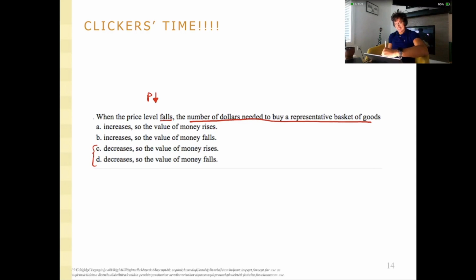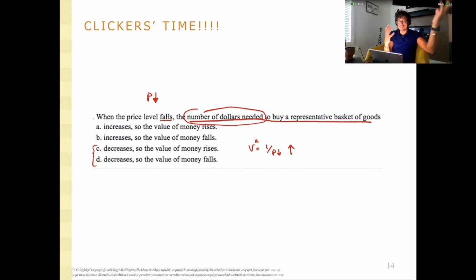So this means that when the price level falls, the number of dollars needed to buy a representative basket of goods decreases and the value of money rises. Now the value of money is equal to 1 over P. So if P goes down, the denominator goes down, the value of money goes up. Okay? And by the way, the number of dollars needed to buy a representative basket of goods is the definition of a price. So if the price level decreases, the number of dollars to buy representative goods decreases. So the solution is C.